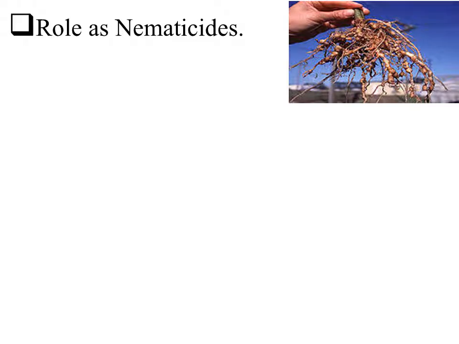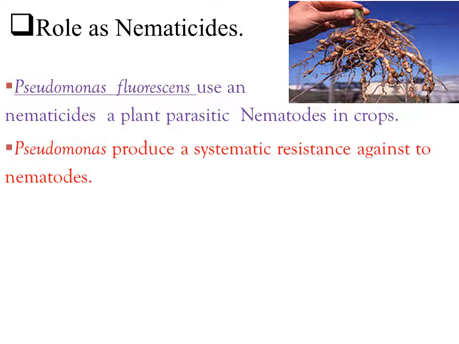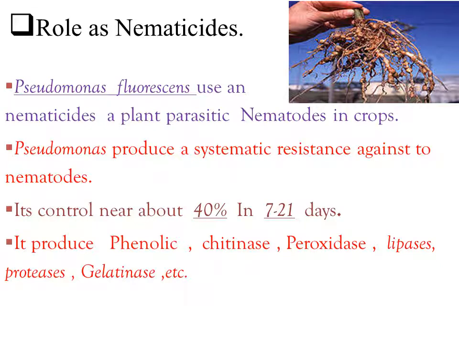It can be used as a nematicide. Plant parasitic nematodes can be controlled easily with the help of Pseudomonas fluorescens. It also increases systemic resistance against nematodes like root knot nematode, Meloidogyne species. Nearly 40% of the nematode population can be controlled within 7 to 21 days after the application. It produces some compounds like phenolics, chitinase, peroxidase, lipase, protease and gelatinase, which help to minimize the attack of the pathogens.